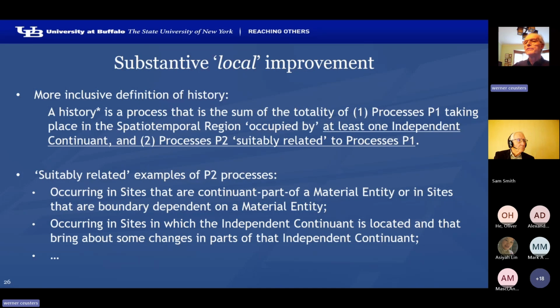Two examples. For instance, for P2 processes suitably related to P1: when they occur in sites that are continuant part of a material entity or in sites that are boundary dependent on a material entity. Or, second possibility, occurring in sites in which the independent continuant is located and that bring about some changes in parts of that independent continuant. So it's not too difficult to see that the colonoscopy, for instance, would qualify for both of those suitably related definitions.